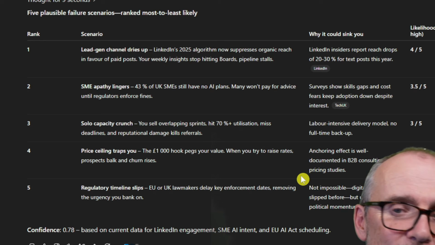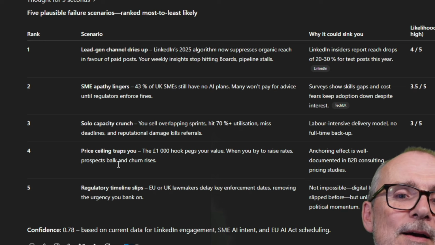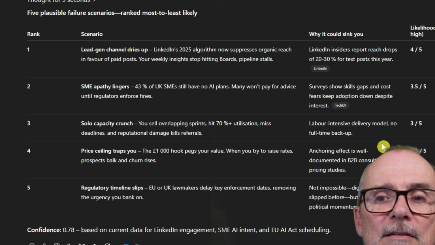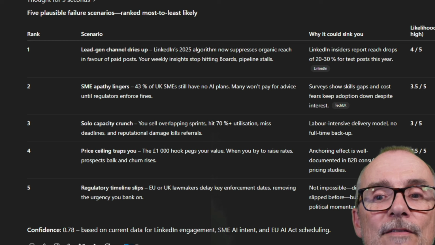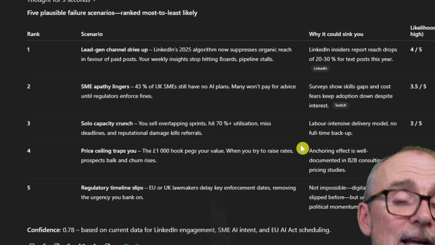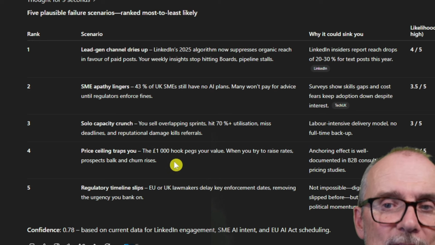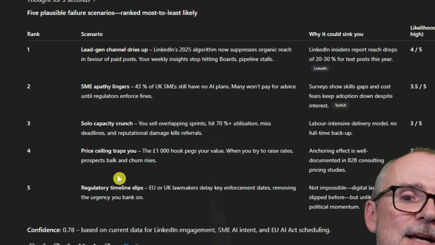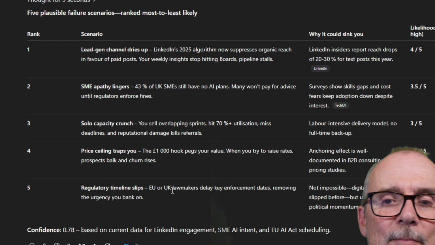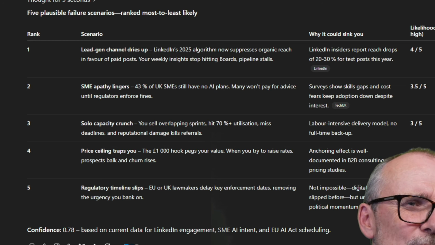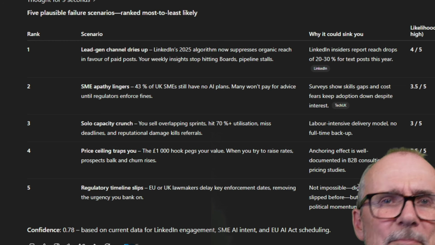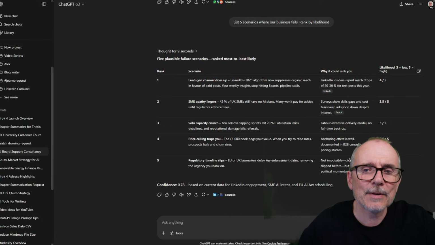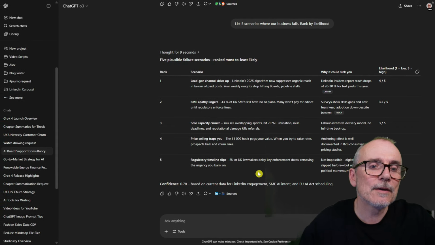My delivery model can be labor intensive. My price ceiling traps me, only thinks that's 2.5 out of 5. So the anchoring effect is well documented. If you set a price, it's difficult to go up from it. So need to think about that. And the regulatory timeline might slip. Not impossible that the EU Act will slip. I doubt it. August it's happening. But anyway, that could happen.